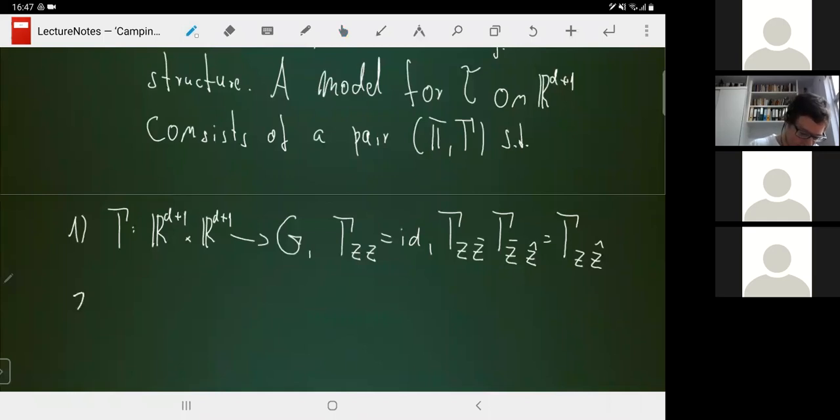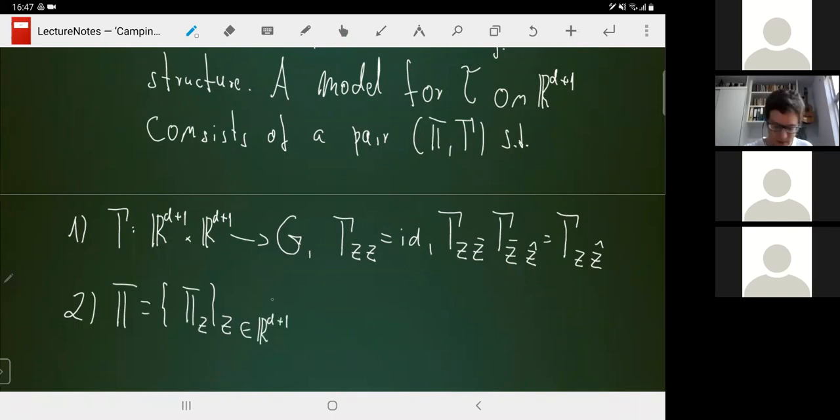The second condition is that Pi actually is a family or collection of maps. So for each point in R^{d+1}, we have one map, and each Pi_z maps T into the space of Schwartz distributions.